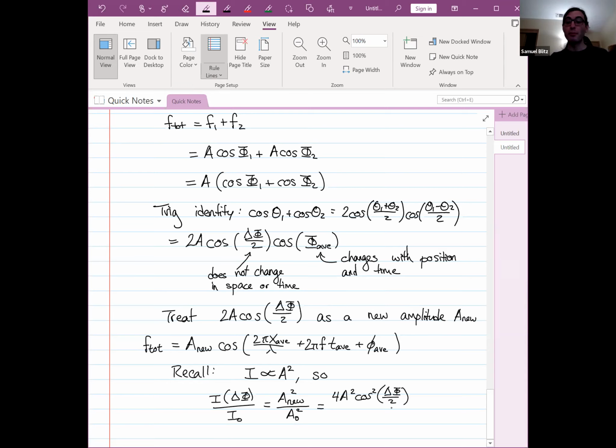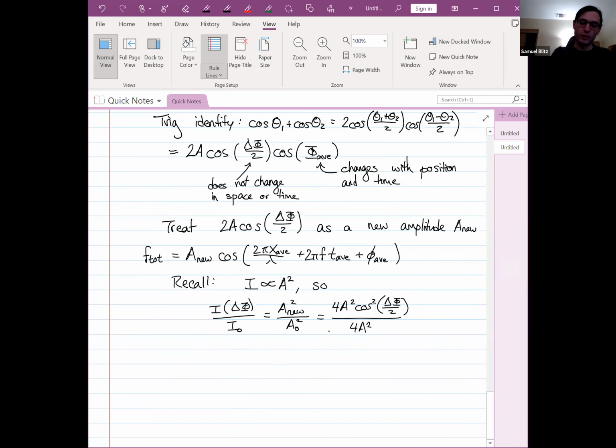And the square of the maximal amplitude is just 4a squared, because the amplitude doubles, so a naught squared is 4a squared. And so what we're left with is the formula that we wanted.